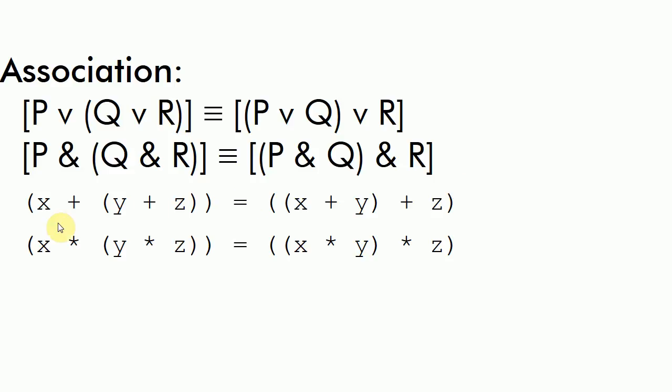Likewise, in mathematics, if you're adding numbers together, you can arrange the numbers in any order and with parentheses in any way you like, and the sum is going to be the same. So here the sum of x plus the sum of y plus z is equal to the sum of x plus y plus z. And likewise for multiplying, x times the product of y times z is equal to the product of x times y times z. And you may notice subtraction and division do not work like this because they are asymmetrical. Also, conditionals are asymmetrical, and so association does not apply to them.